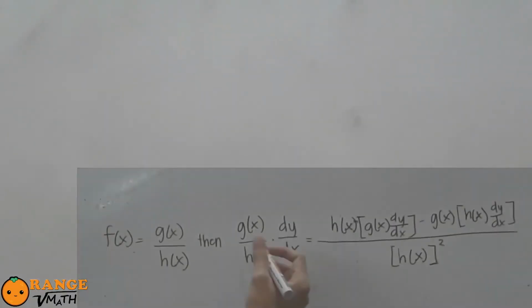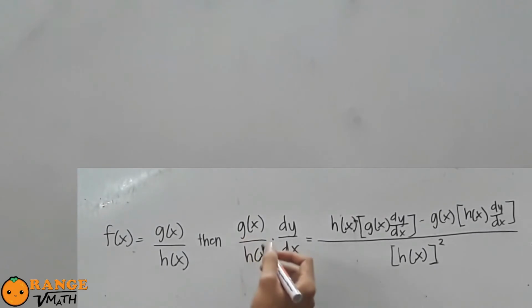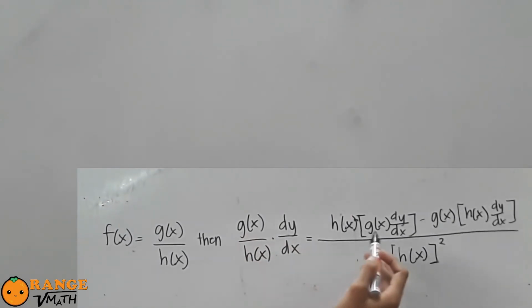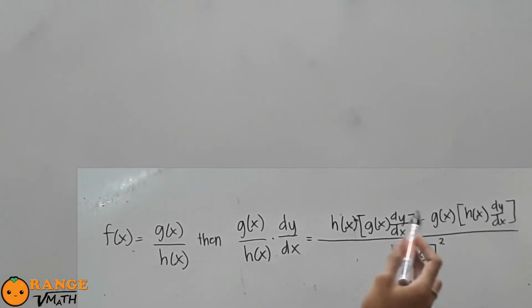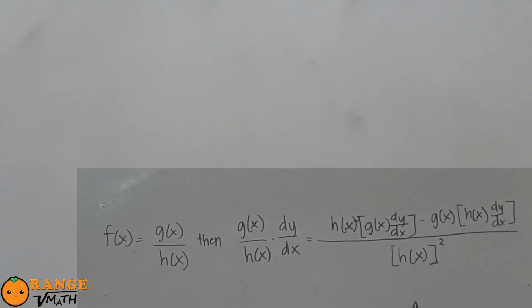Remember the quotient rule of differentiation. The derivative of g of x over h of x is equal to h of x times the derivative of g of x minus g of x times the derivative of h of x, all over h of x squared.